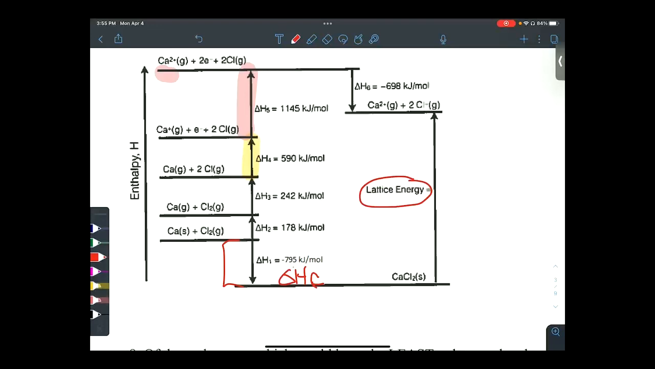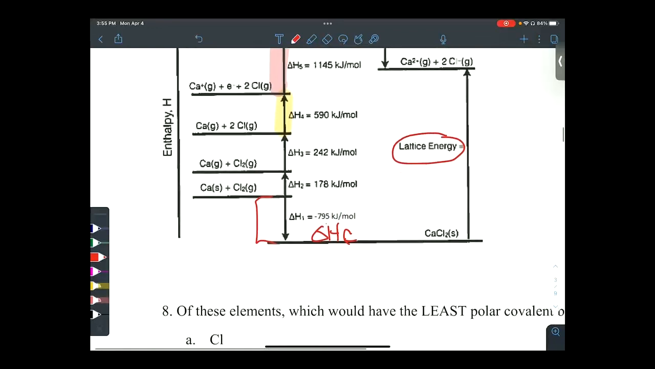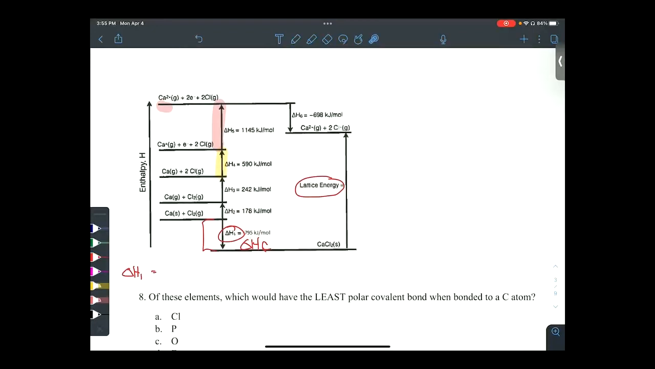Another way to do it is just using Hess's law. Typically, we ground ourselves in delta H, that first one, the delta H of formation, equals all of these steps, delta H2, 3, 4, 5, 6. You add all of those up, but you have to subtract lattice energy at the end. So let me set that up. Delta H1 equals delta H2 plus delta H3 plus delta H4 plus delta H5 plus delta H6, but then you have to subtract that lattice energy.